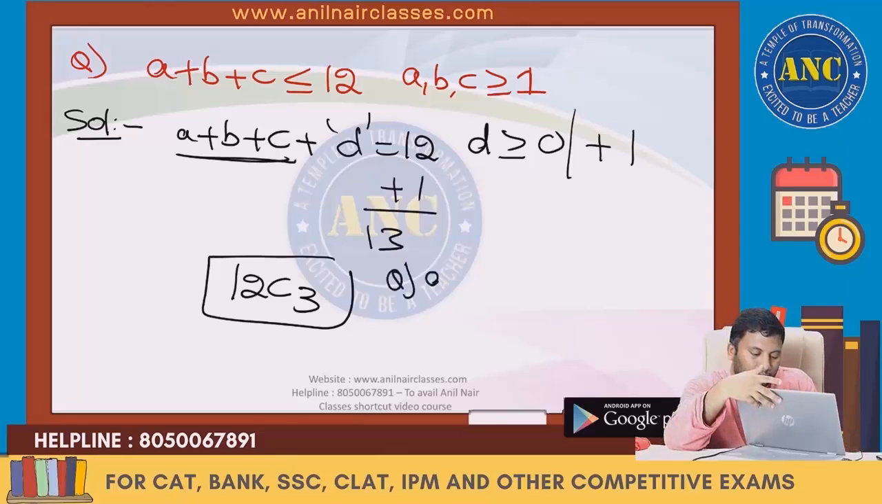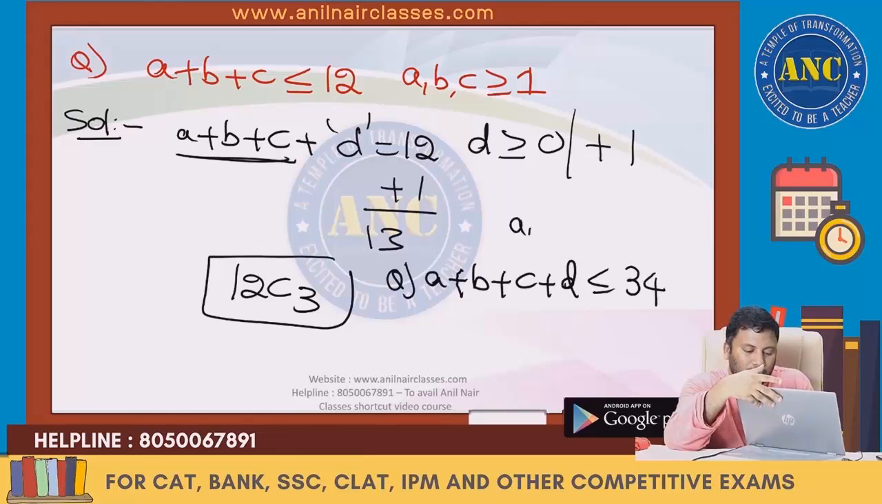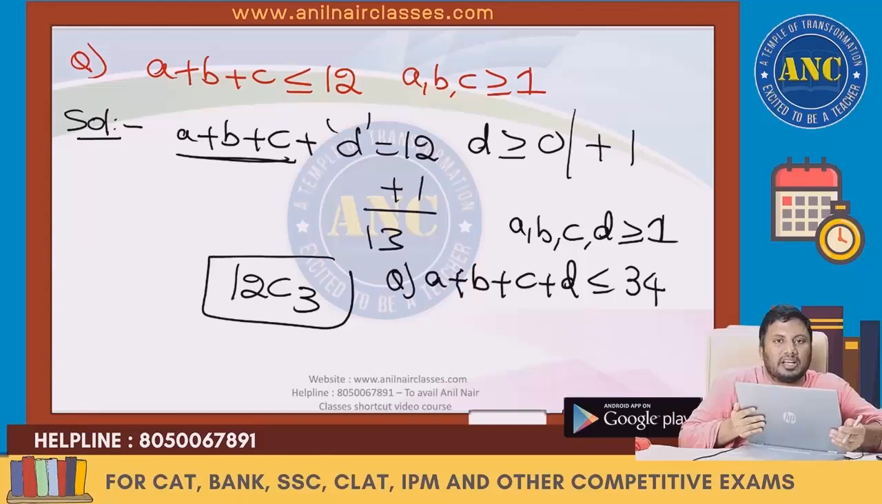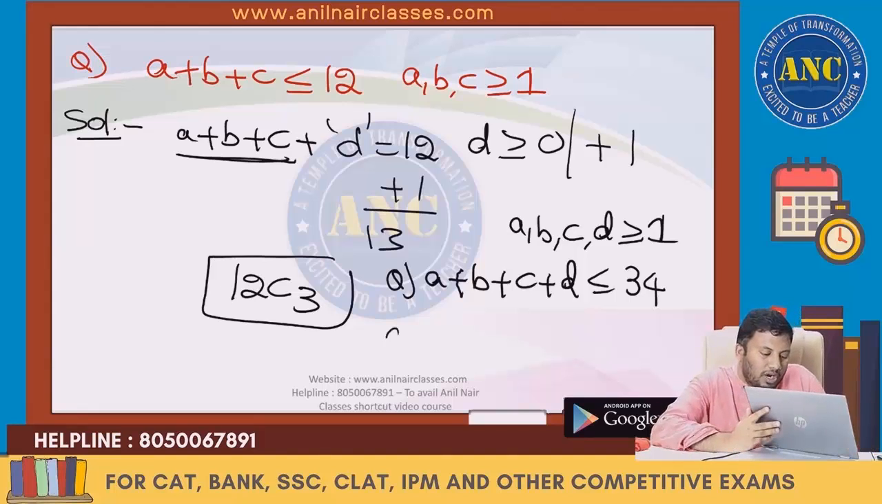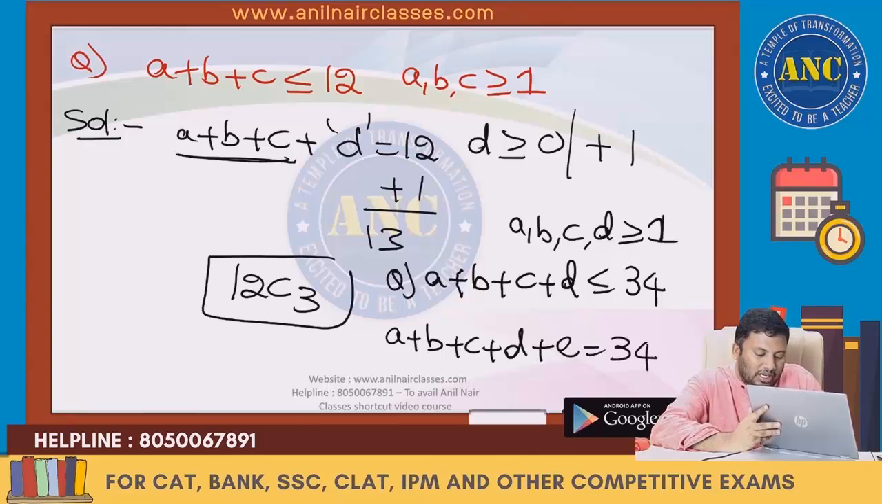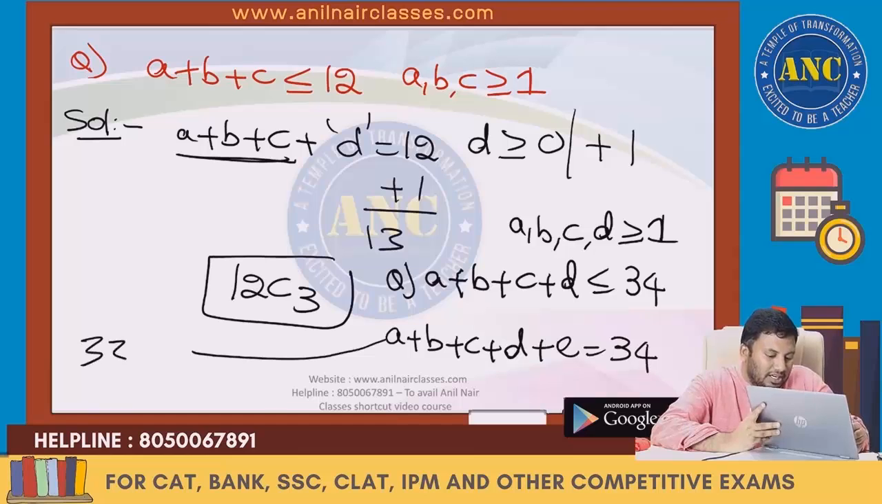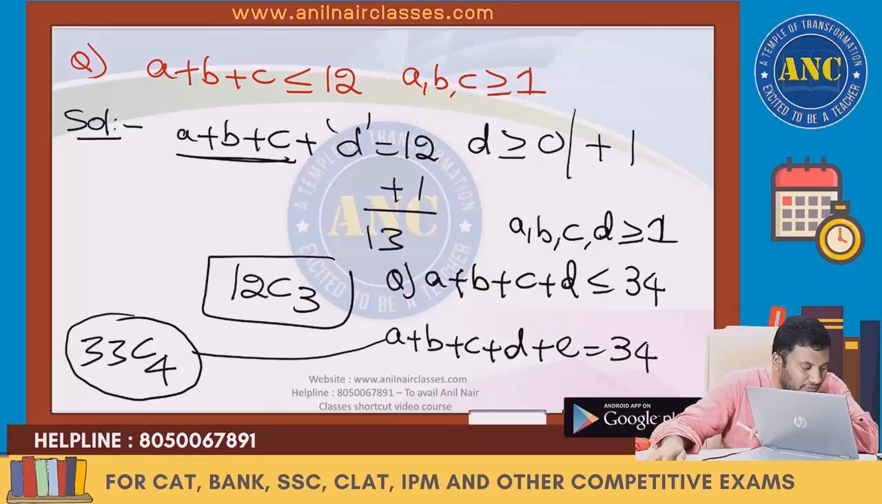Next one. A plus B plus C plus D less than or equivalent to 34. A, B, C, D greater than or equivalent to 1. Because it is less than or equivalent to, what will be the answer? A plus B plus C plus D plus E equivalent to 34. So what will be the answer? 33C4. Answer is 33C4. Any doubts, kindly ask.